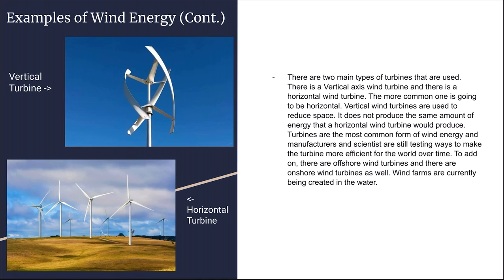So there are two types of turbines that are used. There are vertical axis wind turbines and there are horizontal wind turbines. The more common one is the horizontal, as in the second photo on the left. Vertical wind turbines are used to reduce space, but they do not produce the same amount of energy as a horizontal wind turbine would. Turbines are the more common form of wind energy, and manufacturers and scientists are still testing ways to make them more efficient for the world over time. To add on, there are offshore wind turbines and there are onshore wind turbines as well.